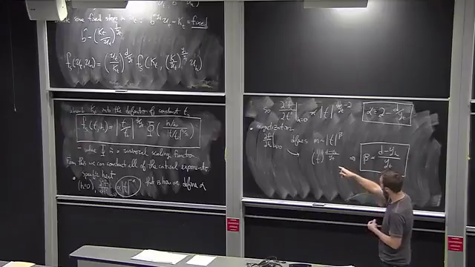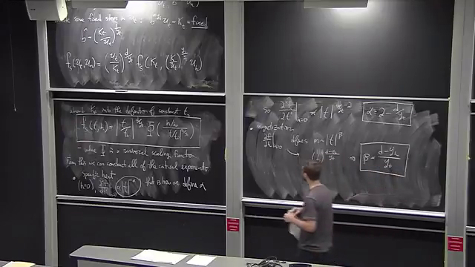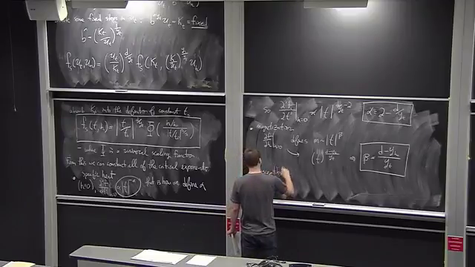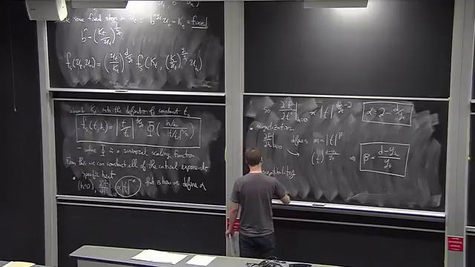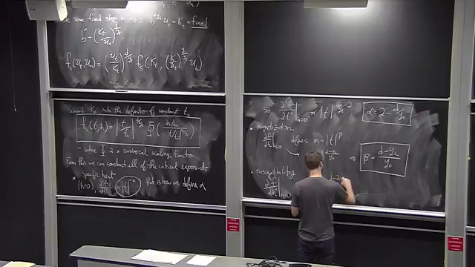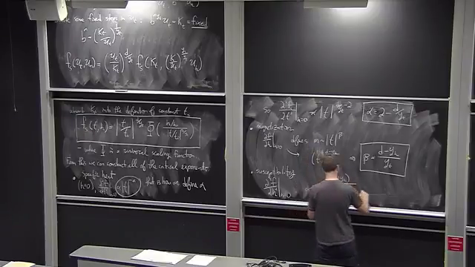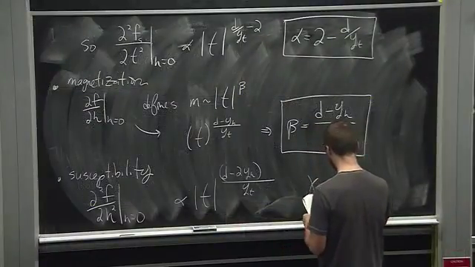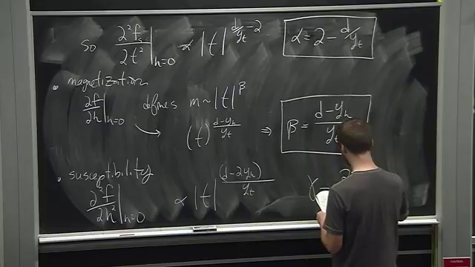Susceptibility, it's a second derivative. So you take another derivative and set h equal to 0. That'll give us something that's d minus 2 y_h over y_t, that defines gamma, remember? So gamma is minus this.